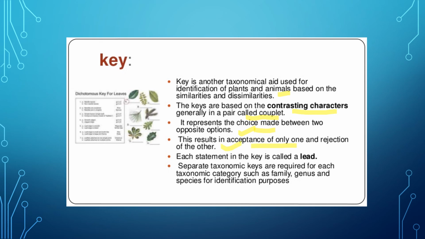So that means in a couplet you have the contrasting characters. Out of the two, one is selected, the other one is rejected. Each statement in the key is called a lead. Separate taxonomic keys are required for each taxonomic category, such as family, genus, and species for identification purposes.